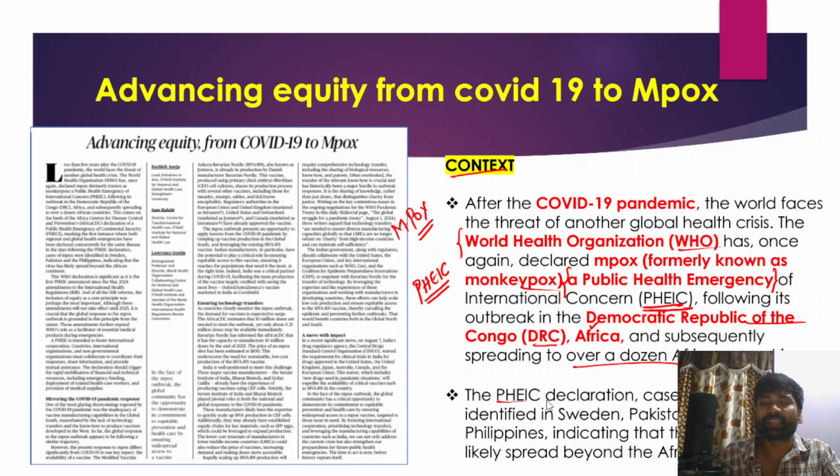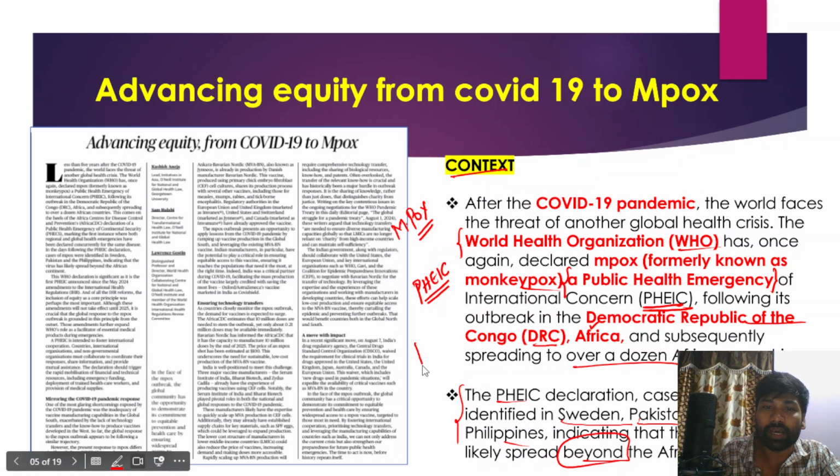The declaration of a public health emergency of international concern by the World Health Organization comes in the wake of mpox cases being identified in countries like Sweden, which is a Scandinavian, Nordic country, and Pakistan, the western neighbor of India, and even the Philippines. Therefore, the monkeypox disease has not limited itself to the African continent but has been spreading to new parts of the world, indicating that the virus is likely to spread beyond Africa and pose a public health emergency of international concern.